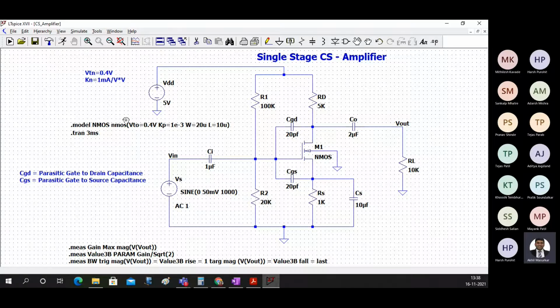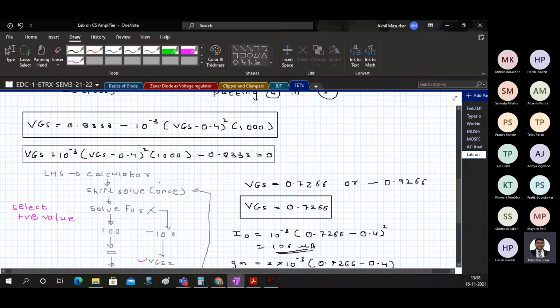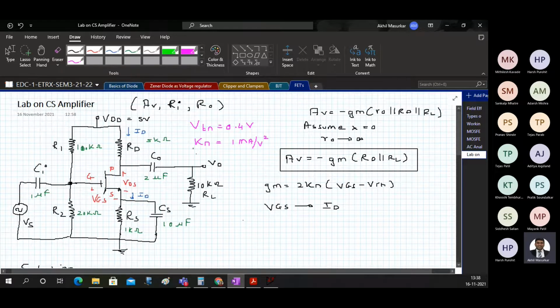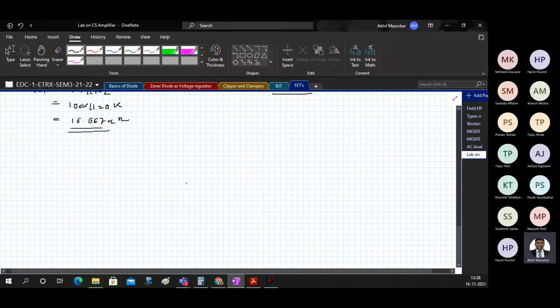Now, while you do this, one very important thing I want to show you. In our calculation, the value of Kn that is given to us is how much? 1 milliampere per volt square. That is because we are using the equation. So I'll just write here the equation for current that we are using, or is what is generally given in the books, is like this: Kn into VGS. So actually this creates a confusion.